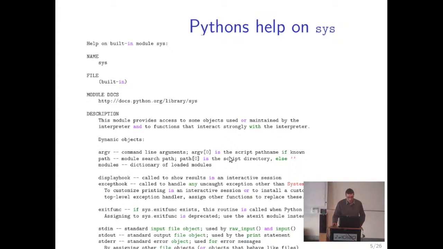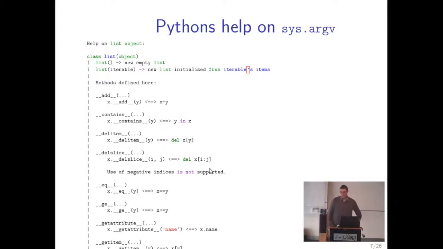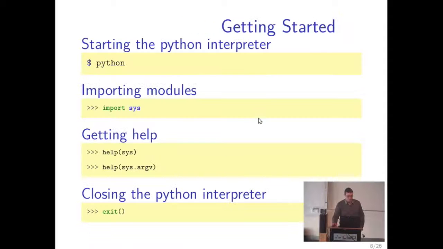Okay. So you still don't know what argv is, so you try to type help(sys.argv). And then you will get help on sys.argv, and you will see that it's just a list object. I will explain later what lists are, but you now know that this has an element called argv, and that this is a list object. And that has a specific function that we will use later on.